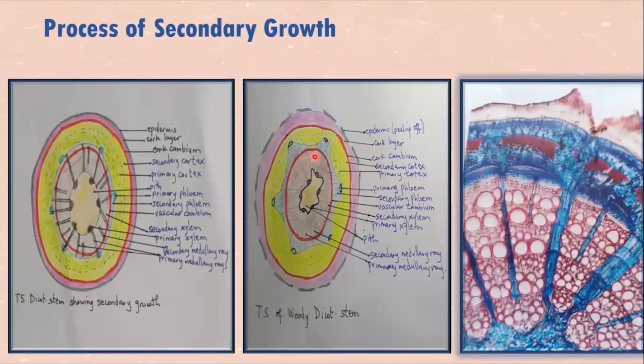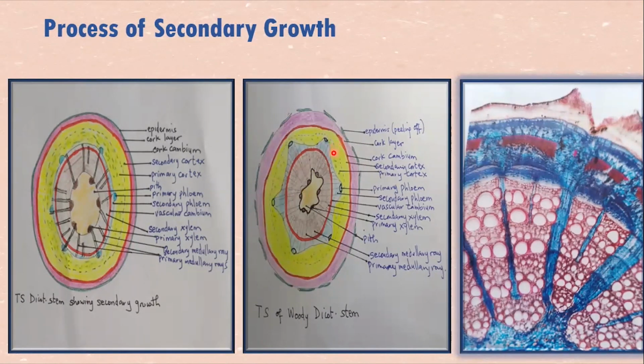The epidermis, which cannot grow and give, starts peeling off. So the epidermis is peeling off. The cork layer is becoming thicker. This is still cork cambium and secondary cortex, secondary phloem. And you have, look at it, primary phloem. This is cork cambium. You have secondary cortex.